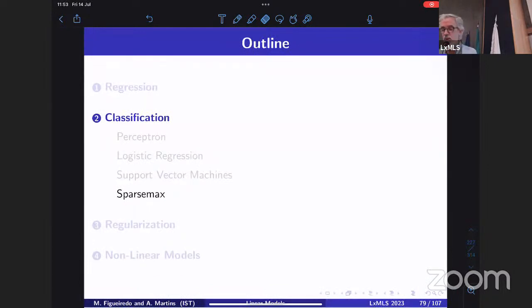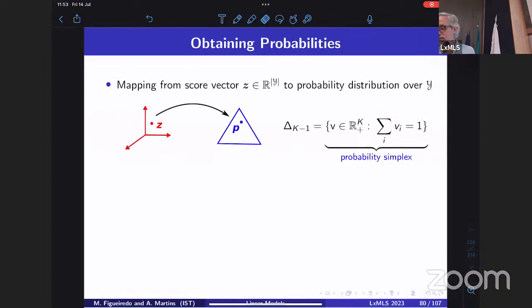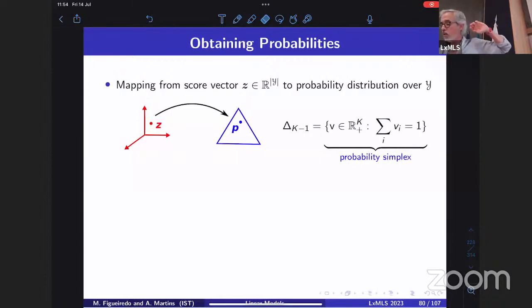Next chapter, sparsemax. What is sparsemax? Remember this problem. We talked about this. How do we obtain probabilities? We have whatever machine, could be a deep neural network, could be just a linear thing that produces scores. And I want to map the scores into the simplex, the probability distributions. We've seen how to do this with the logistic transformation. We just take the components of z, exponentiate them, divide by the sum, done. Okay? There are other ways to do it.